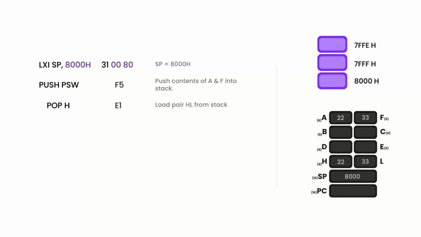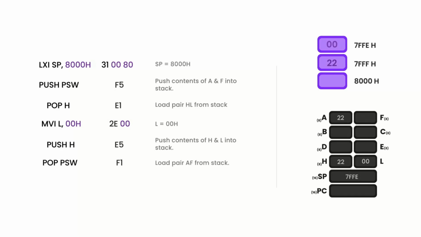I will load the number 0 in the register L, as it has the content of the flag register. After changing the number inside register L, I will push the contents of register pair HL into the stack. And finally, pop the data from the stack into the pair of accumulator and flag register. Ending the program using instruction halt. We have successfully cleared, that is altered, the contents of the flag register.